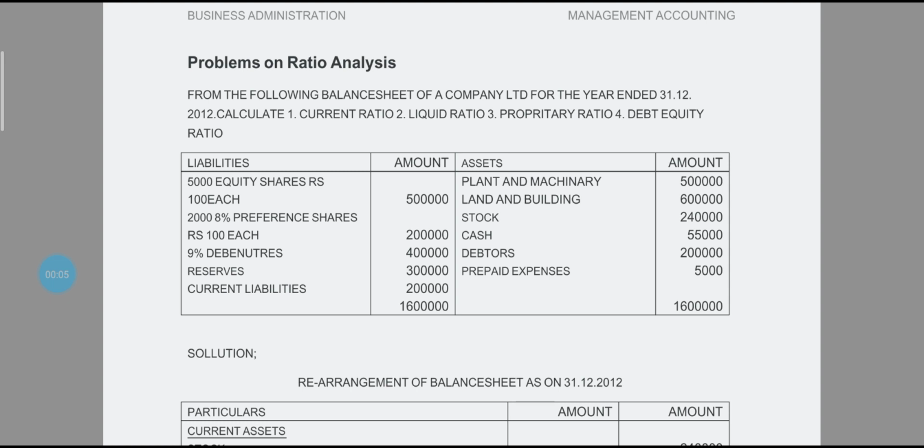In this video class, I am going to solve a problem on ratio analysis. This is in Unit 3, Ratio Analysis chapter.